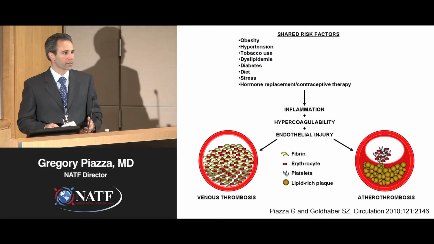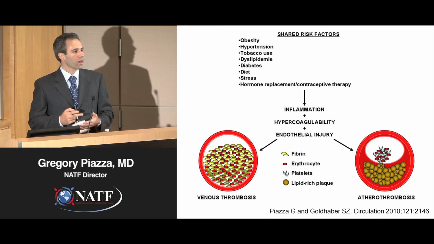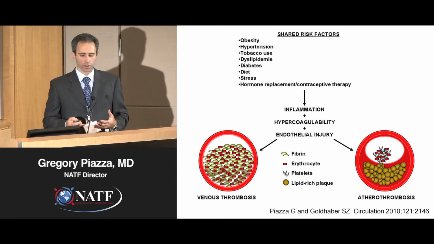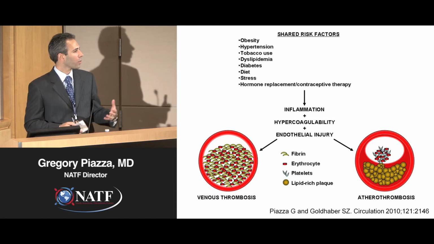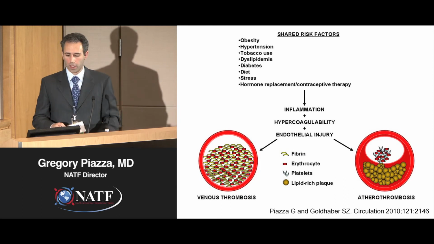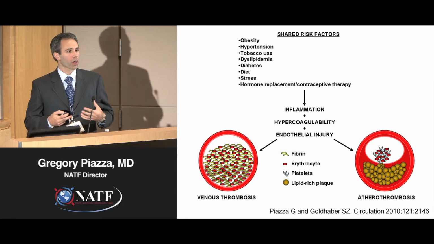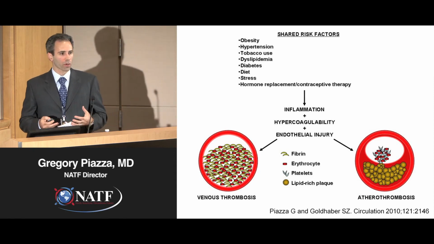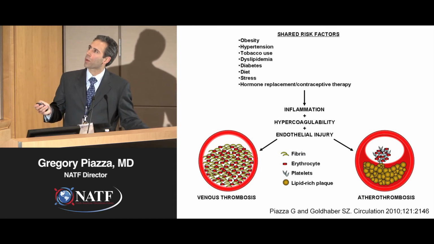And part of the reason for that is that there are shared risk factors. We know that obesity, hypertension, smoking, having high cholesterol, diabetes, a poor diet, stress, and certain hormone replacement therapies or contraceptive therapies increase your risk not just of heart attack and stroke, but also of venous thromboembolism, DVT, and pulmonary embolism. More importantly, we know that pathophysiologic mechanisms, or the changes that go on in the body that lead to these, are similar. Both venous thromboembolism and atherothrombosis, which is myocardial infarction or heart attack and stroke, depend on inflammation, hypercoagulability, and injury to the blood vessel wall.